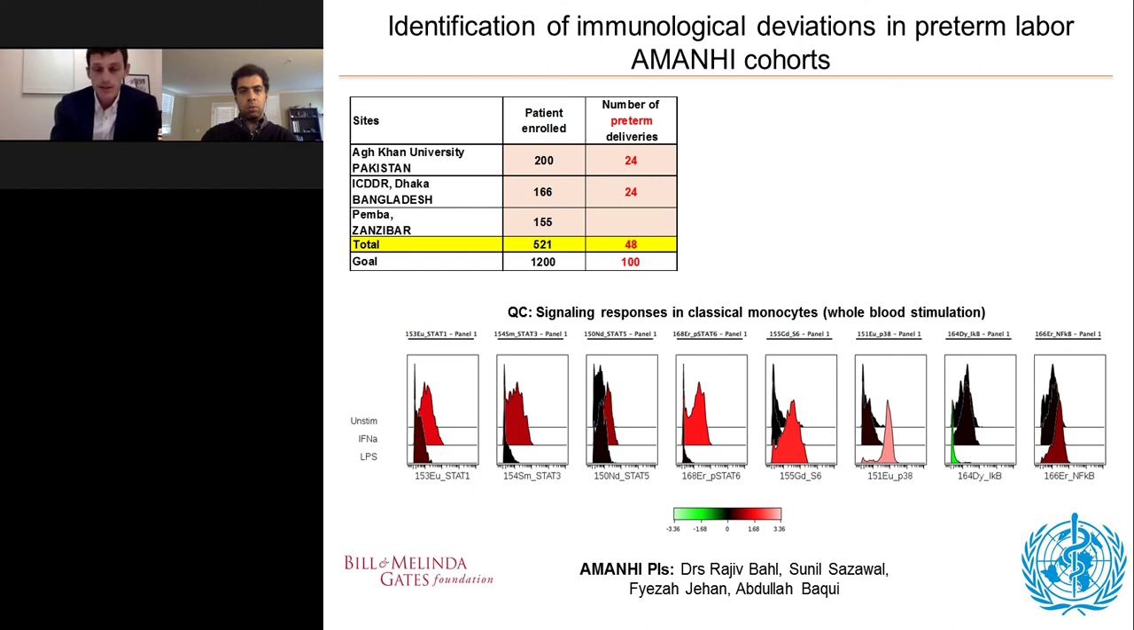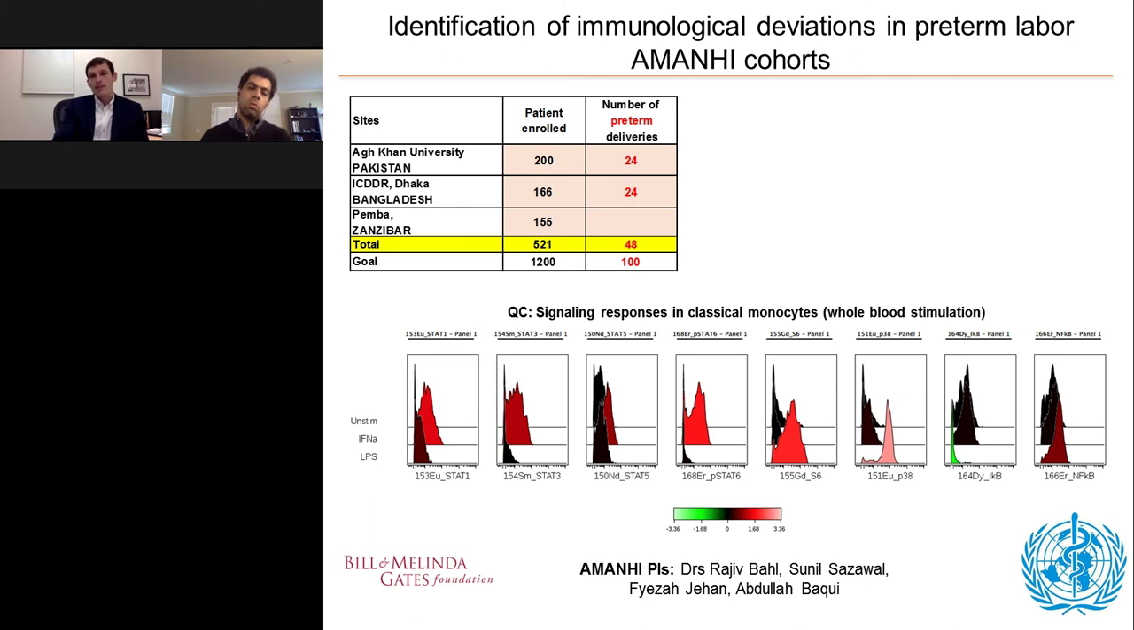To give you an idea of this capacity, our collaboration started in early 2017, and in less than a year, those 3 different sites collected samples through pregnancy in over 500 women that delivered this year, of which 48 delivered preterm. So we're really hopeful that with this kind of collaboration, we'll be able to generate a large enough sample size to really be able to get to this question of immunological deviations associated with preterm birth and validate them prospectively.